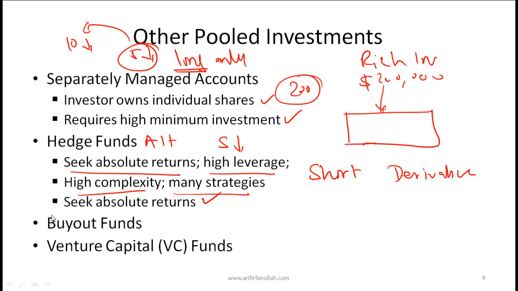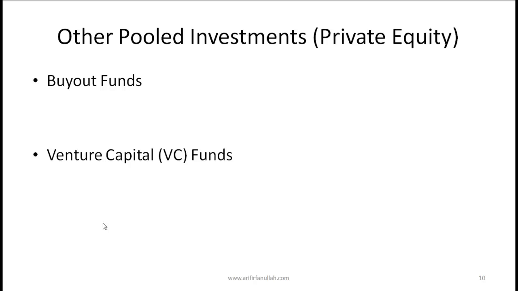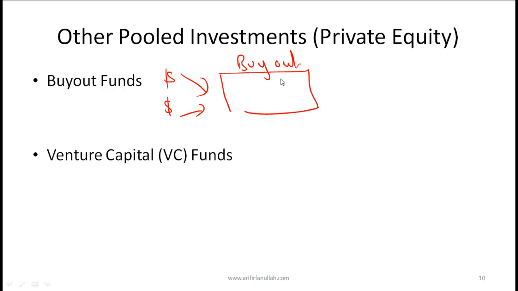Then finally we have buyout funds and VC funds. So let's talk about these on the next slide. Collectively these are referred to as private equity. A buyout fund simply is as follows, and a good example of a buyout fund in our part of the world is Abraj Capital. So what do these guys do? From rich investors they collect money. So let's say that this is our buyout fund. This buyout fund will then invest the money in companies. So all the money collected over here is then invested.